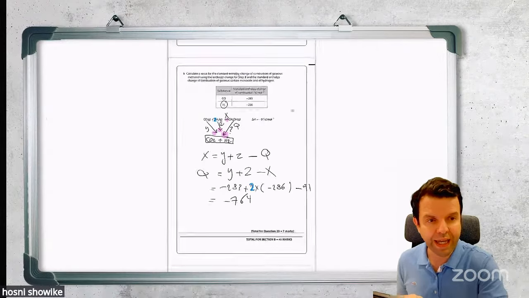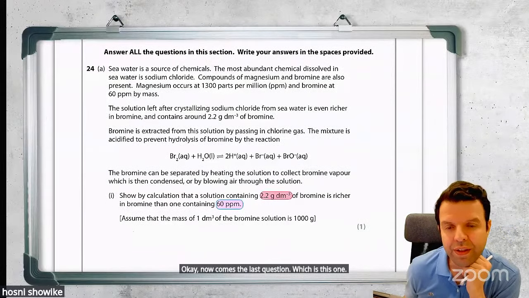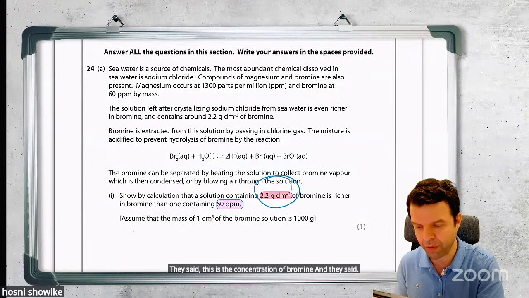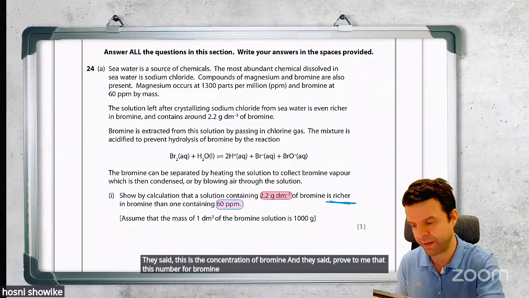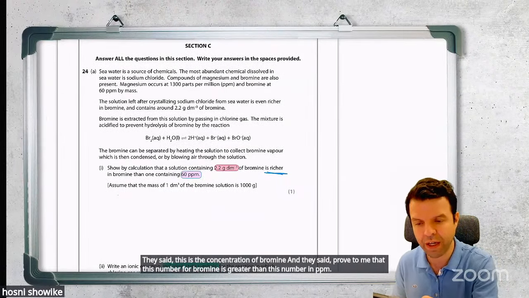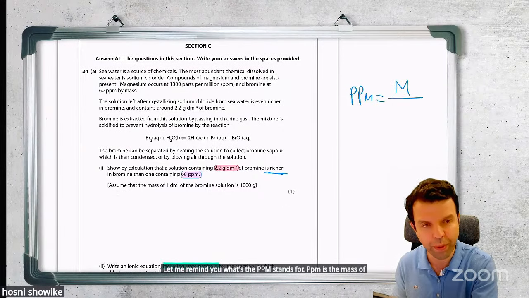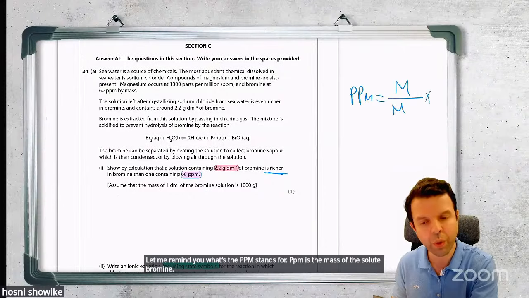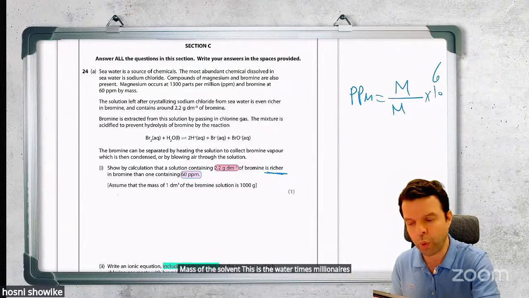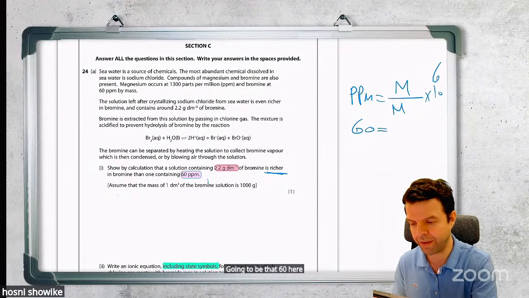Okay, now comes the last question, which is this one. They said this is the concentration of bromine, and they said prove to me that this number for bromine is greater than this number in ppm. Let me remind you what the ppm stands for. ppm is the mass of the solute, bromine, over the mass of the solvent, which is the water, times million. So it's going to be what? It's going to be that 60 here, okay?